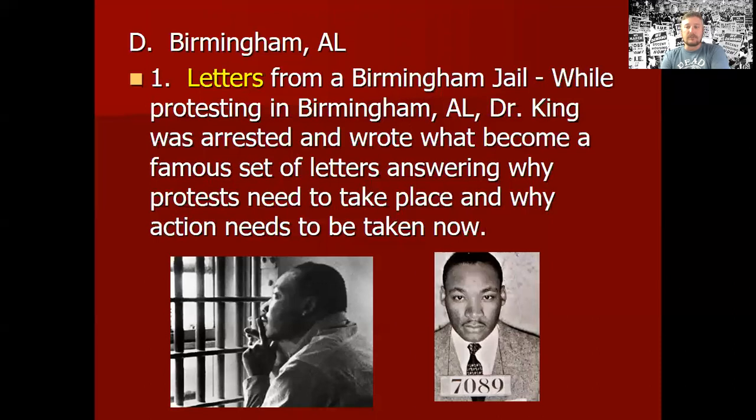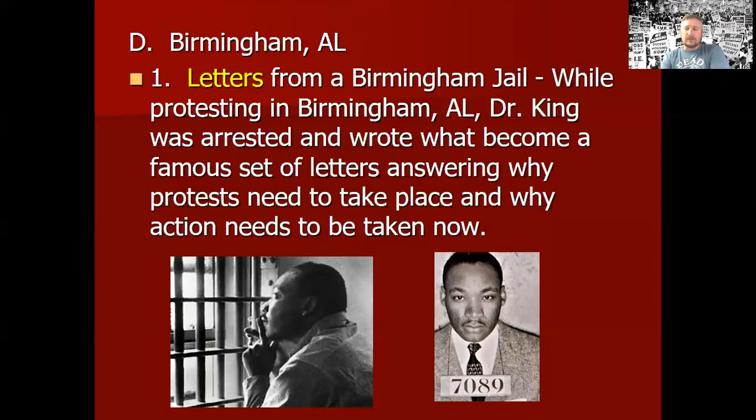Dr. King would often be arrested for his role in leading these things. In Birmingham, he was arrested, and he used his time to write a series of letters secretly in response to ministers who had been calling him out, saying that what he was doing was inappropriate. This was Easter weekend, an enormous affair in Christian churches, and here he was in jail instead of being with his congregation. A lot of ministers criticized him for that. What are you doing? Why would you go and get arrested on this important weekend? And he responds to them all, giving some of the most eloquent responses that really define the entire movement.